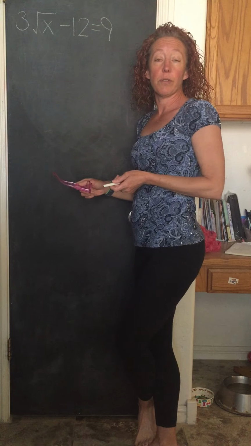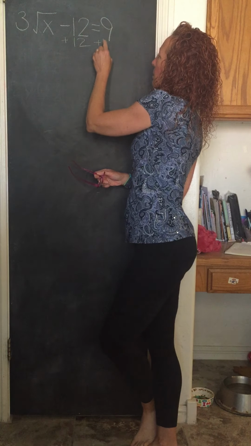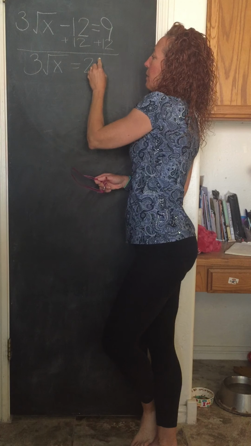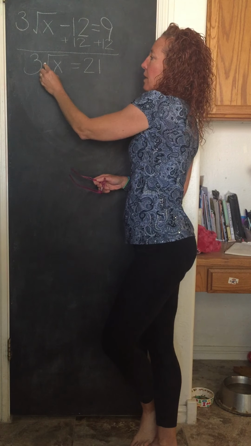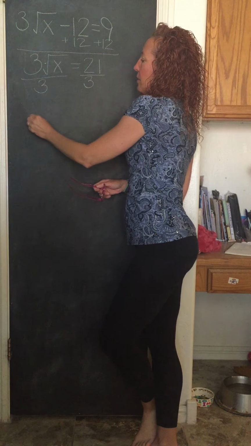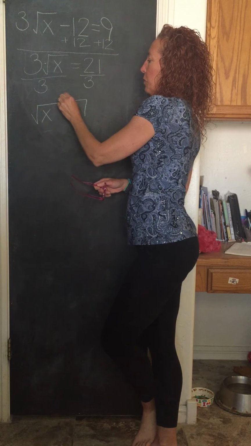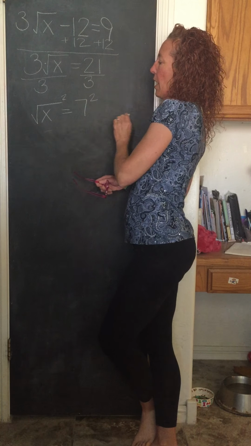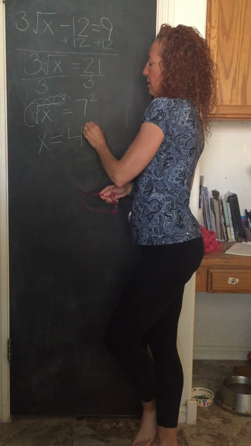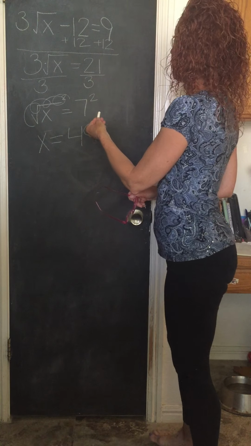So now we're going to have 2 steps to get the square root by itself. I would add the 12. We're going to have 3 radical x equals 21. In order to get the radical by itself, I need to undo that multiply, so we're going to divide by 3. And so now I have the square root of x equaling 7. And so I'm going to square both sides to undo that radical. And x is 49.